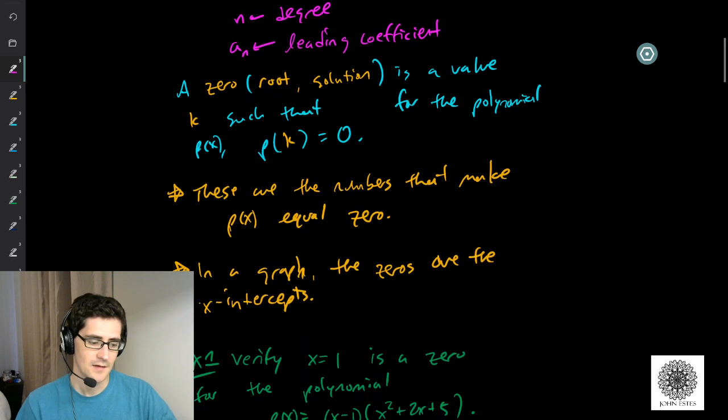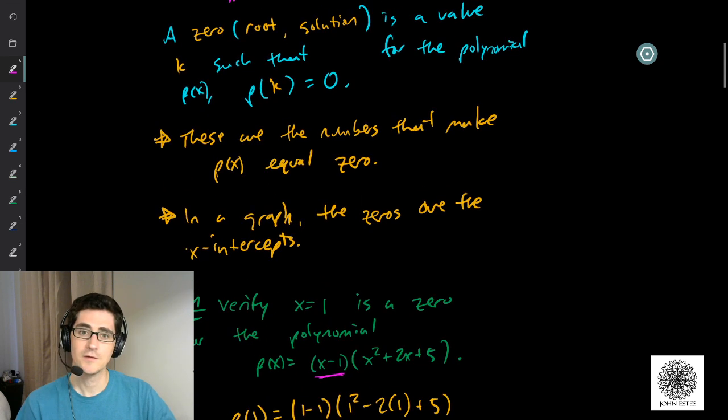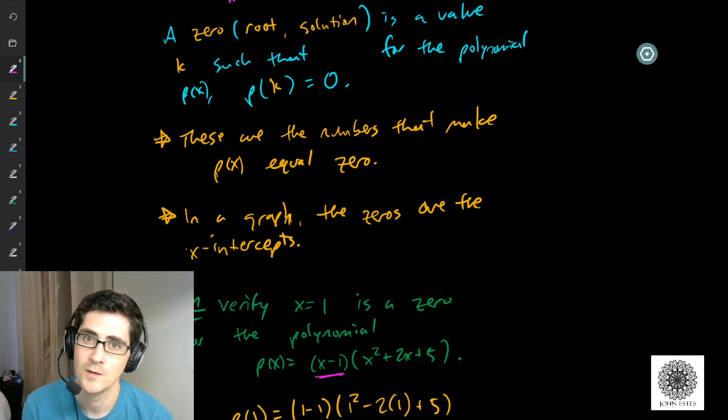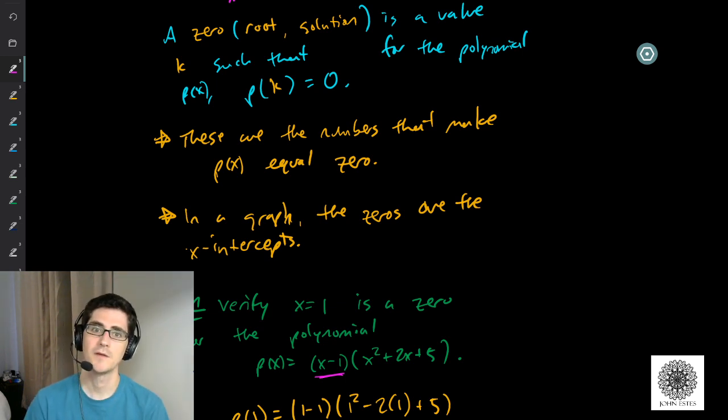Another term associated with this is a root or a zero, and we'll use those terms interchangeably. Sometimes we say solution, and sometimes I may even say the word factor. What it is is a value that makes the polynomial equal 0. So when I plug this value into the polynomial, I get 0.